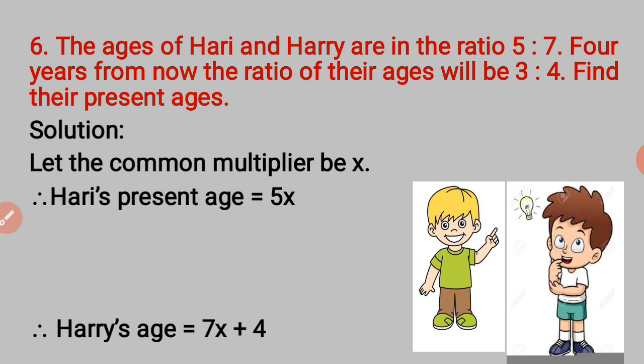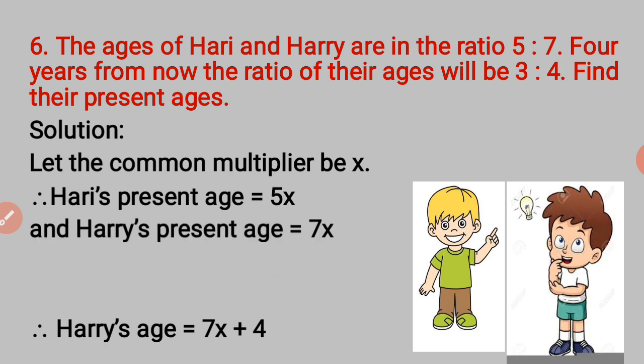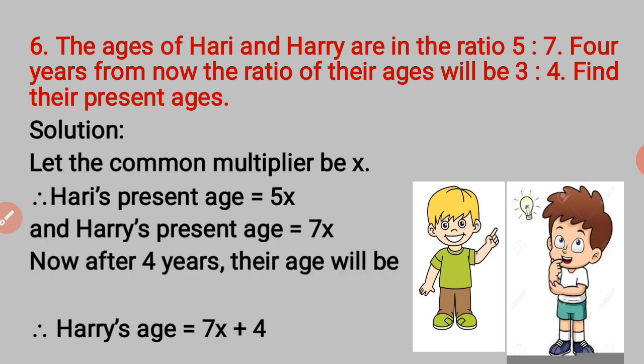In that case, Hari's present age will become 5x because the ratio is 5:7. Hari's age is 5x and Harry's age will be 7x. It is always taken in order: 5:7 means the first number is for Hari, and the second number for Harry. Let us proceed. Now the next condition is regarding the ages 4 years from now. That is after 4 years, 4 will be added to both the ages. So in that case, Hari's age will become 5x plus 4 and Harry's age will become 7x plus 4.